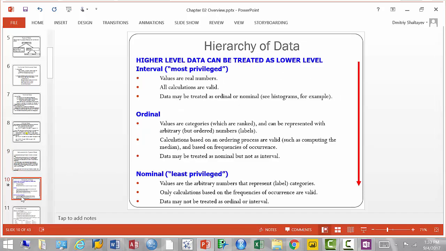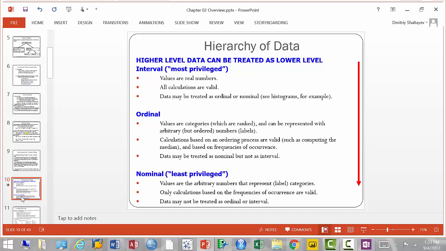So here is the hierarchy of the data. Kind of a summary. Interval, most privileged. Very privileged data. Values are real numbers. All calculations are valid, whatever makes sense for you. Data can be treated as ordinal or nominal. In other words, I can dumb it down.